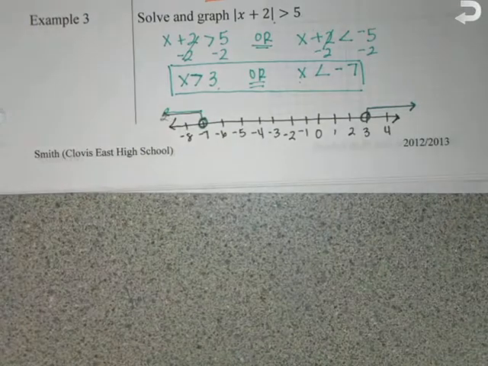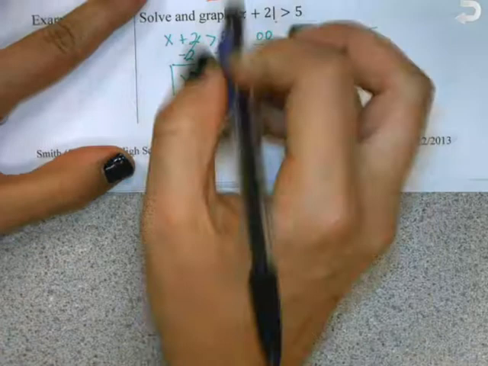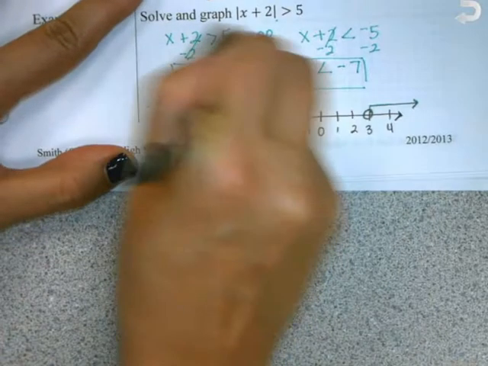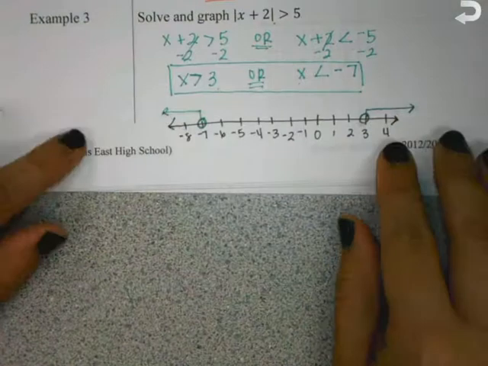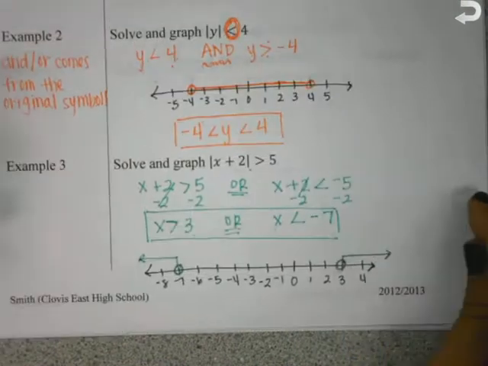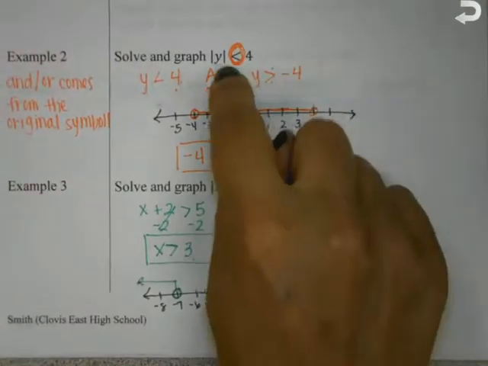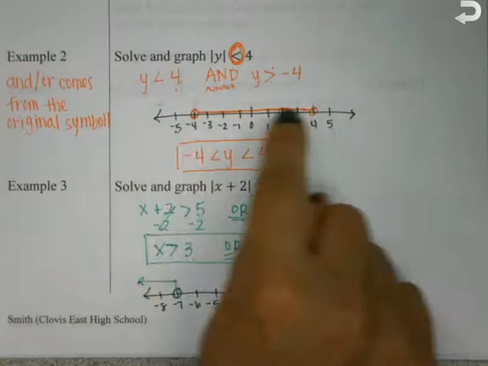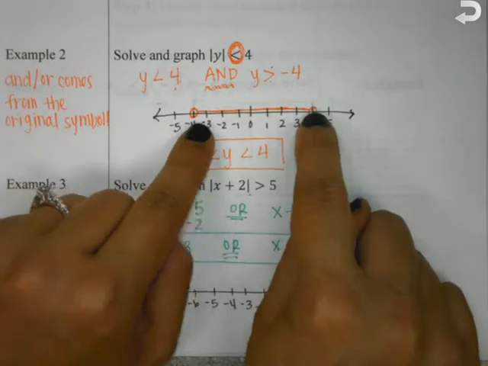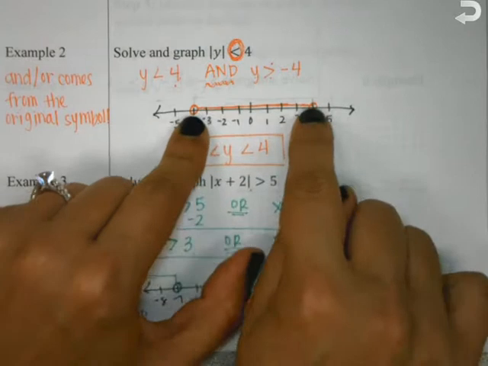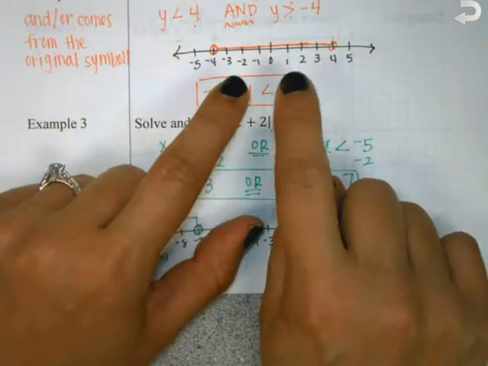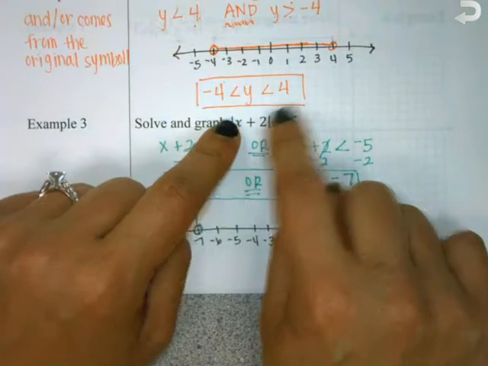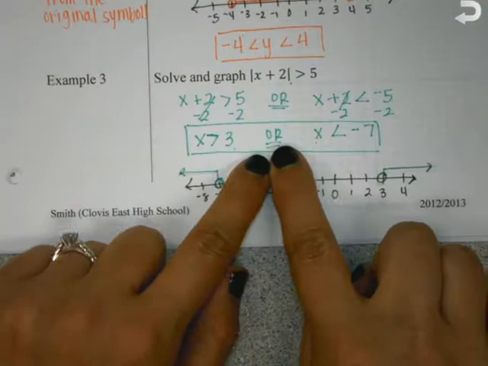So if your word is and, it's always going to be no arrows, with your line in between the endpoints. If your word is and, then your answer is one inequality put together. If your word is or, you're going to have two arrows going in opposite directions, and you have to keep your inequalities split up. And that will always be the case no matter what kind of problem you have.